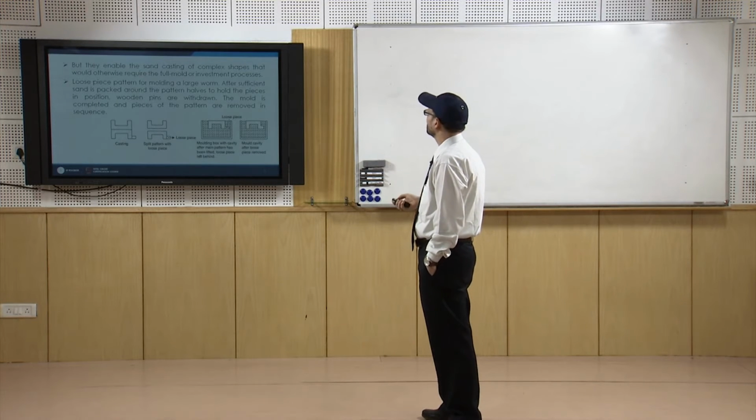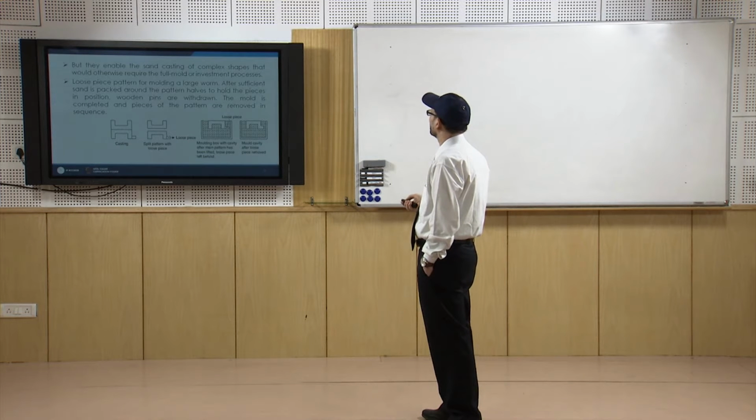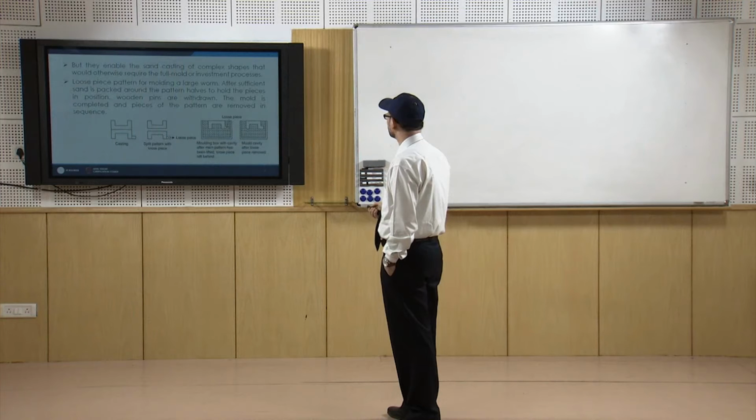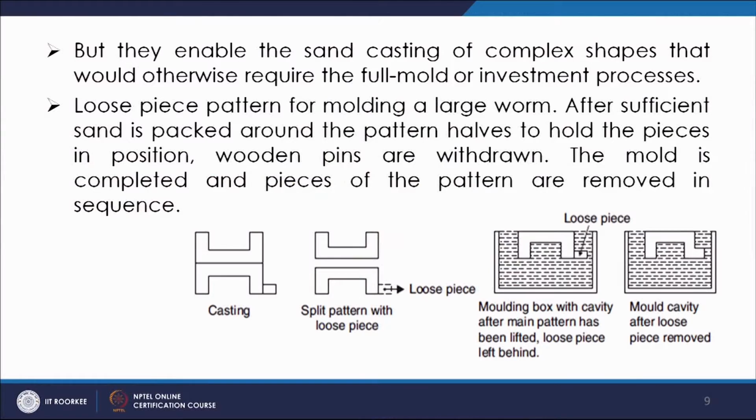Loose piece pattern for molding a large worm. Here it is shown. So, if you look, this is the loose piece. If you have not used this loose piece, your pattern will look like the whole shape, and taking it out will create damage to the mold at this point. So, basically what you do is your pattern is taken of this shape and then you have a loose piece here. So, after withdrawing this pattern you can take this loose piece also out. So, you will have a cavity of the total shape.